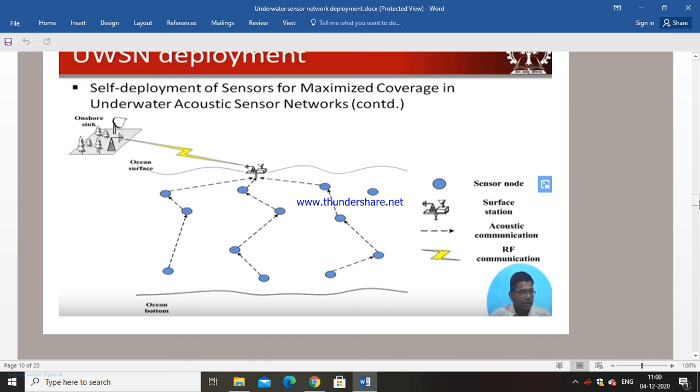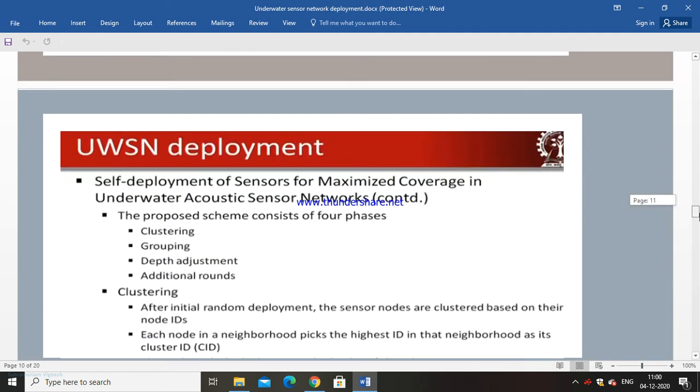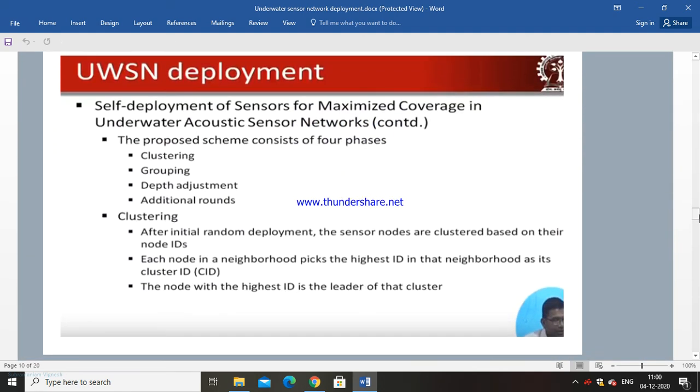This is a diagram of how the arrangement occurs when deployed. The proposed scheme consists of 4 phases: clustering, grouping, depth adjustment, and additional rounds. How they are arranged depends upon these 4 phases.